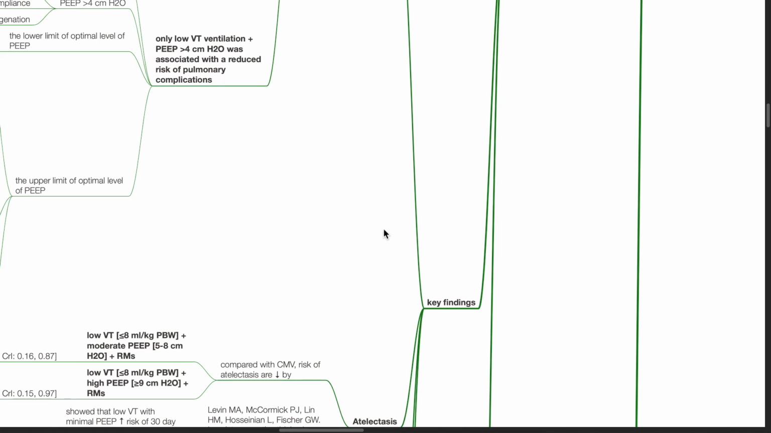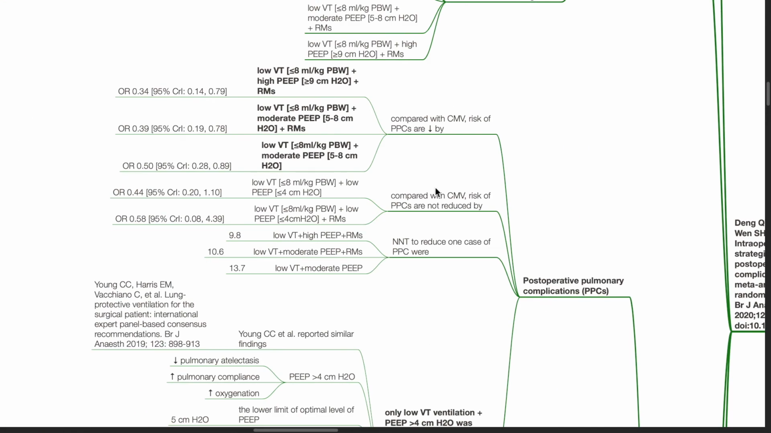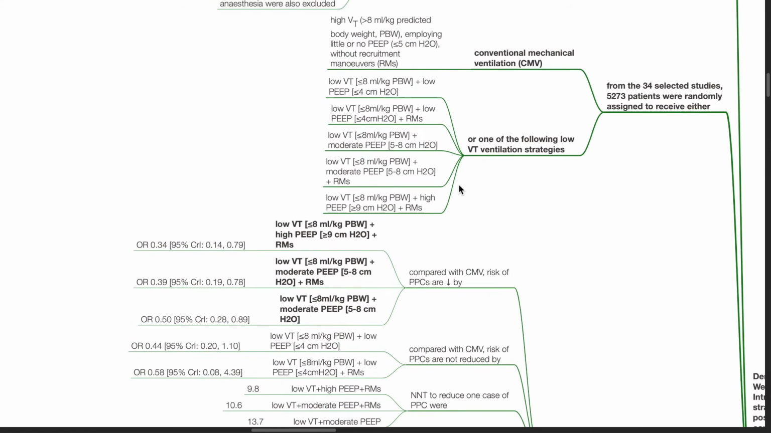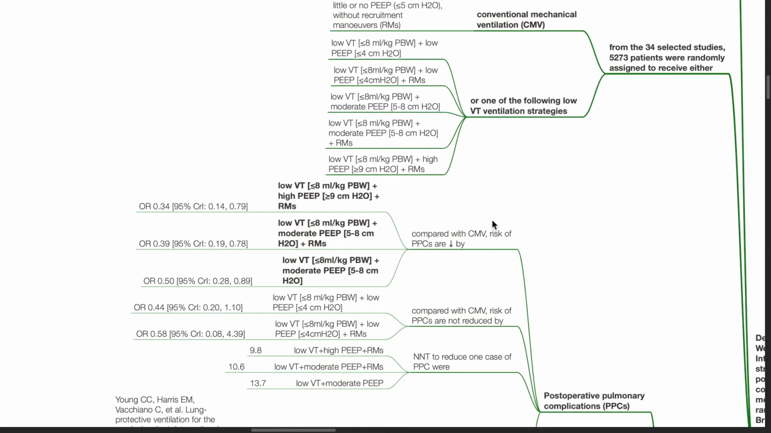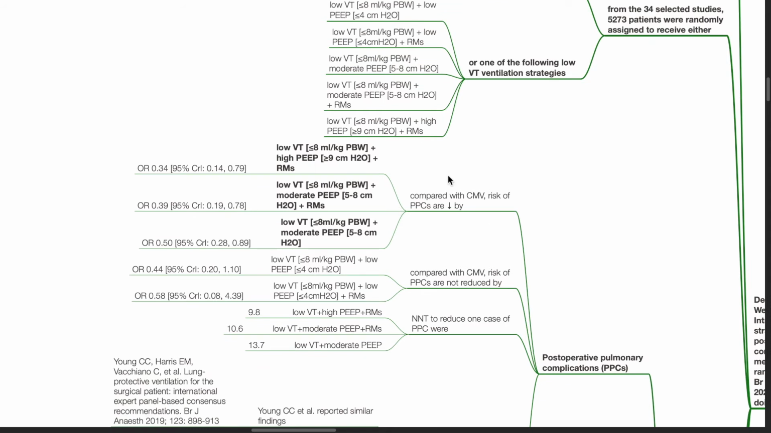Key findings. Regarding postoperative pulmonary complications, compared with conventional mechanical ventilation, which is tidal volume more than 8 mL per kg predicted body weight, employing little or no PEEP of less than 5 cmH2O without recruitment maneuvers, the risk of PPCs is reduced by low tidal volume plus high PEEP plus recruitment maneuvers, or low tidal volume plus moderate PEEP 5 to 8 cmH2O plus recruitment maneuvers, or low tidal volume plus moderate PEEP 5 to 8 cmH2O without recruitment maneuvers.